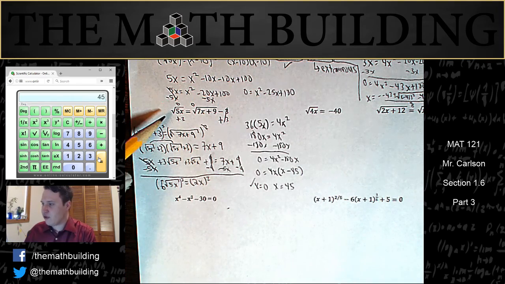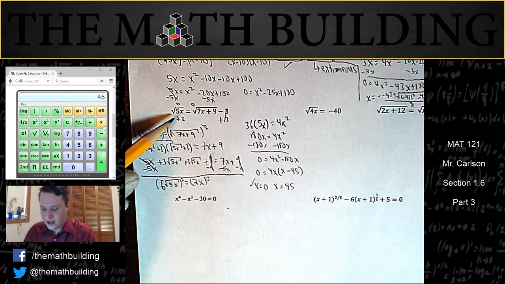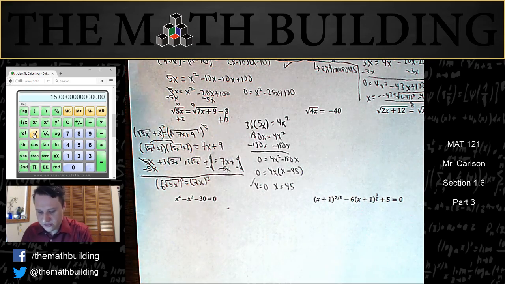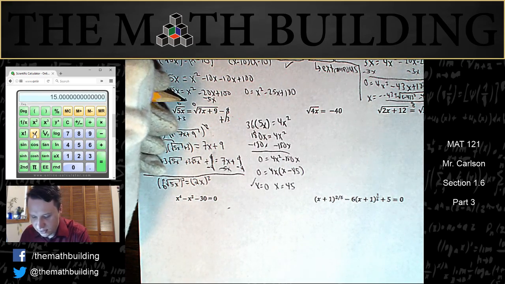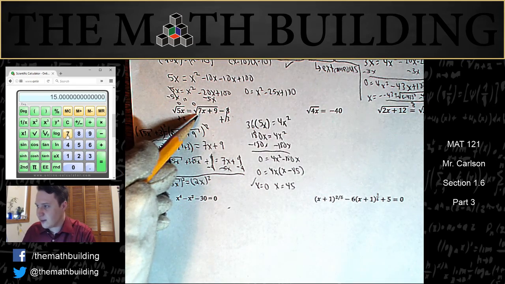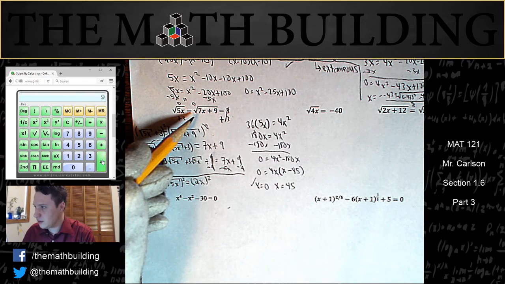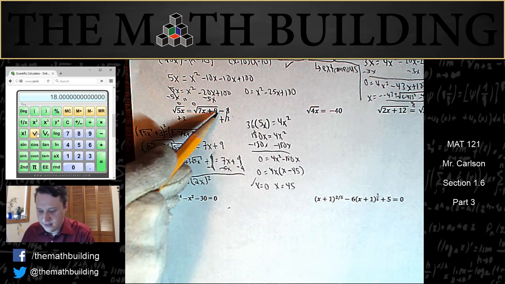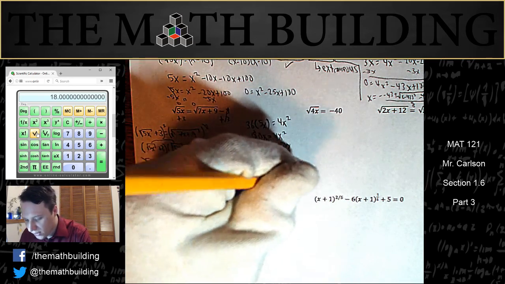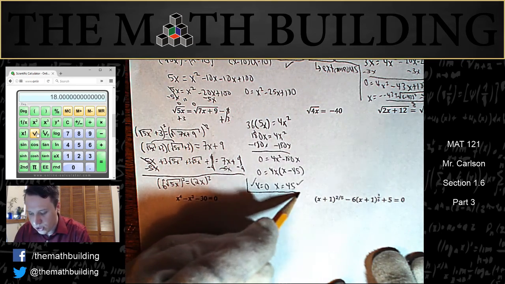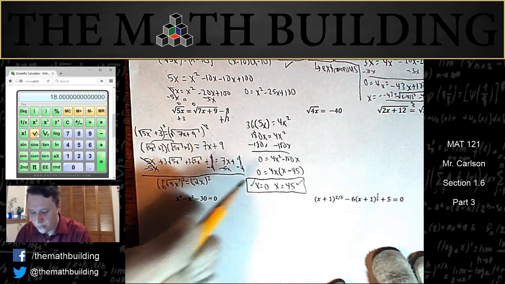Let's try plugging in 45. We do 45 times 5. Hit the square root button. So that gives me 15 on this side. Now let's do 7 times 45 plus 9. Let's take the square root of that. We get 18. 18 minus 3 is 15. So what do you know? This time both of the solutions check out, and so they're both right.